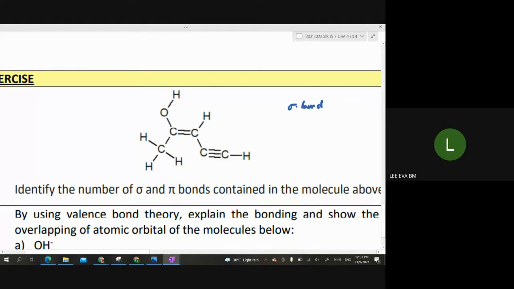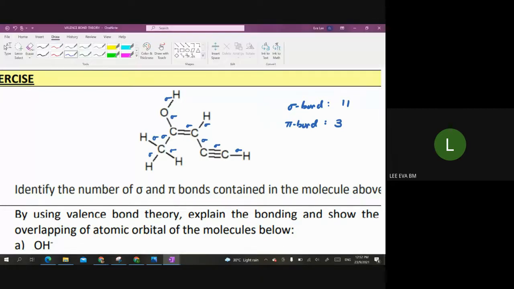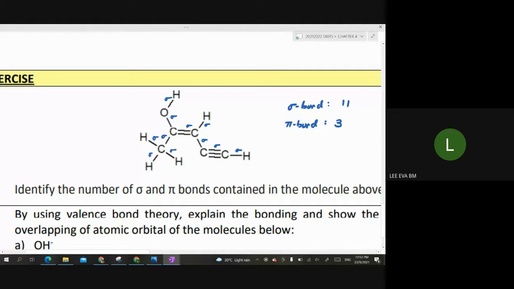Sigma bond ada berapa? 11. 11 bonds. Pi bond? There's 3. Kita check. Okay, untuk sigma, we have 1, 2, 3, 4, 5, 6, 7, 8, 9, 10, 11. Well done. Okay, whereas for our pi bond, you remember the multiple bond, the second onwards we consider as the pi bond. We have 1, 2, 3. Well done. Okay, so 11 sigma and 3 pi bond.